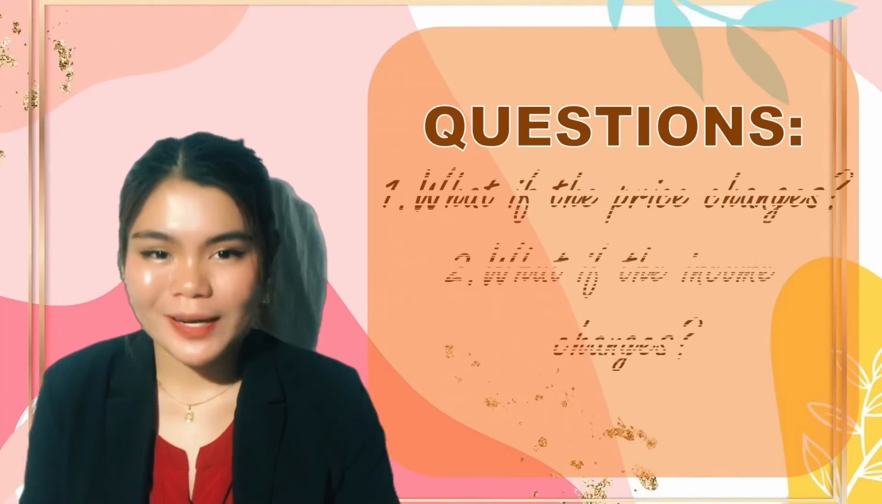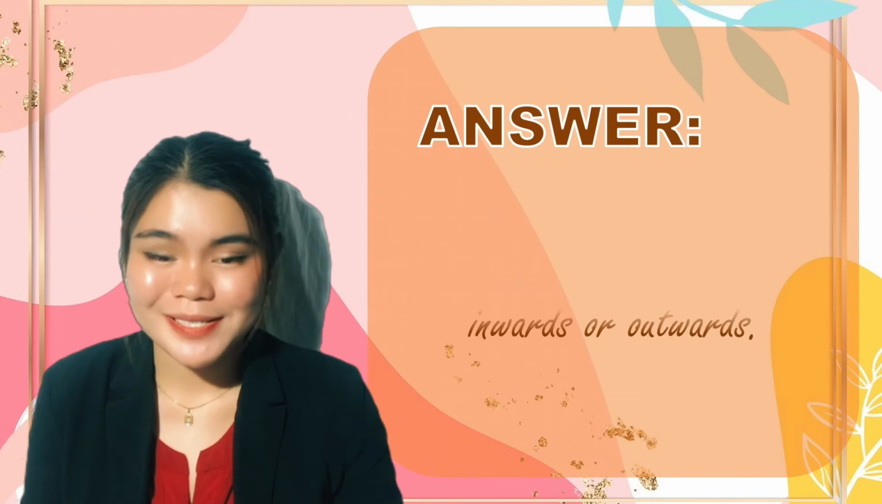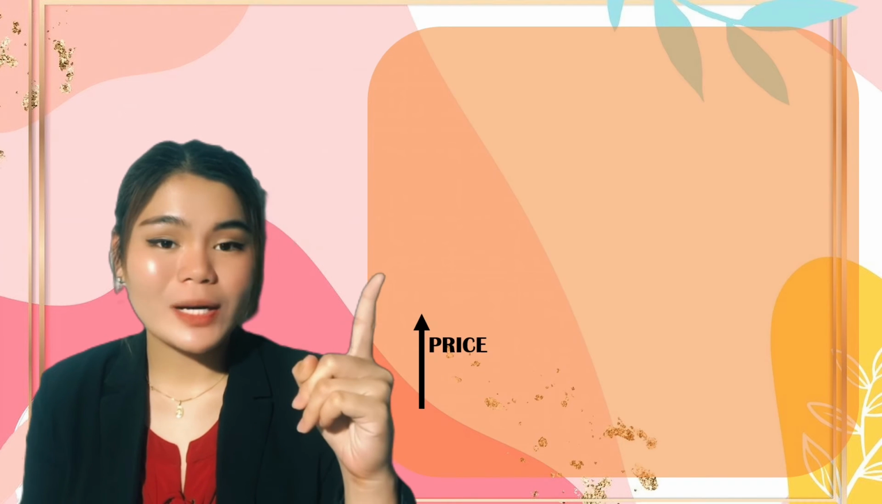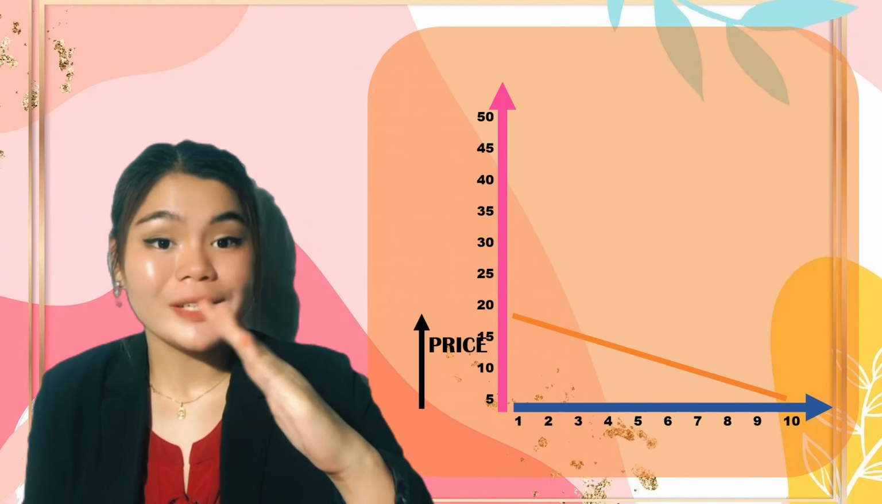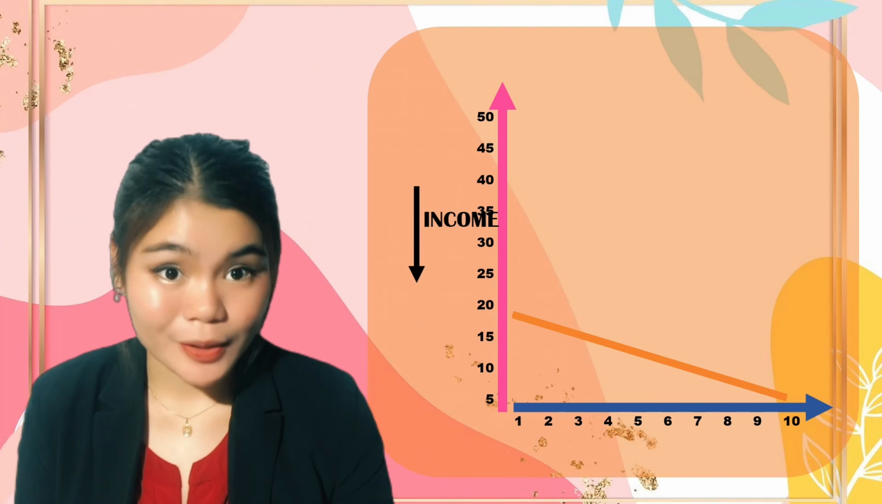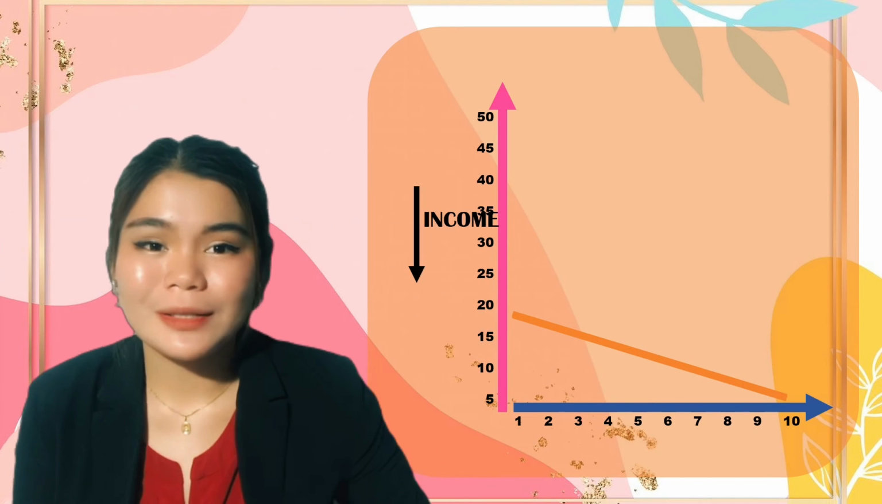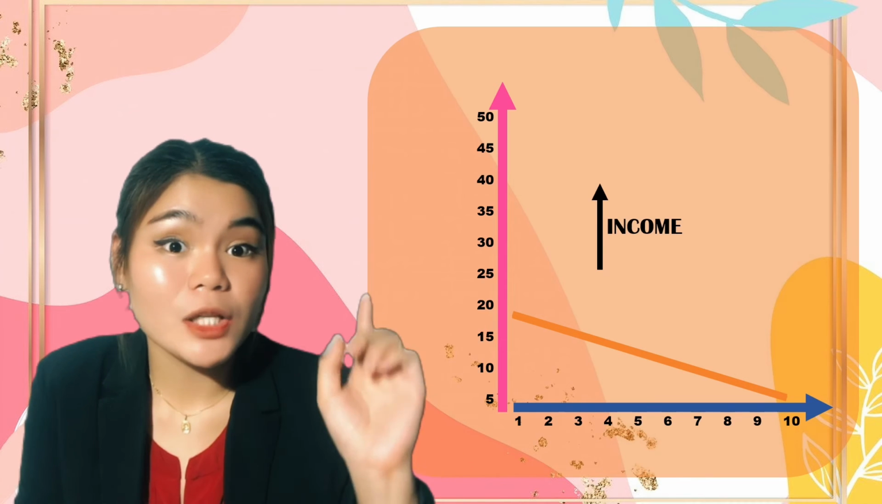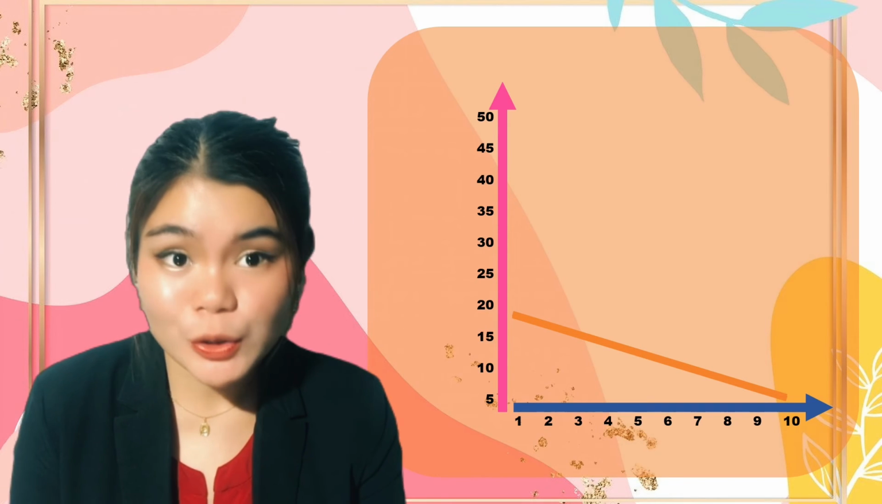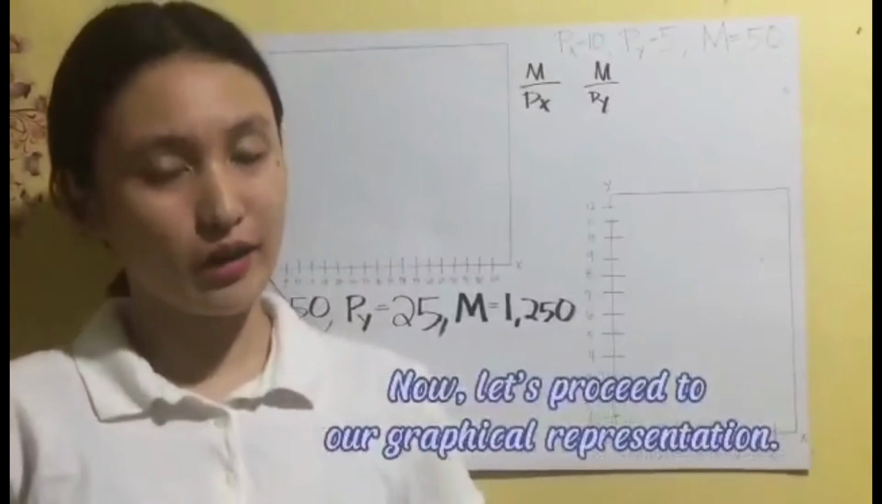Questions: what if the price changes and what if the income changes? In these cases, the budget line will move inwards or outwards. If the price increase, the budget line will move inwards, while if the price decrease, the budget line will move outwards. Same as the changes in our income. If the income decrease, our budget line will go inwards, while if it increase, our budget line will go outwards. Why? Because the budget line depends on the income or budget that we will consume and price that we will purchase. Now let's proceed in making our graphical representation.